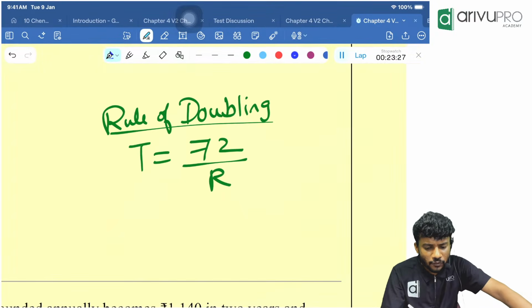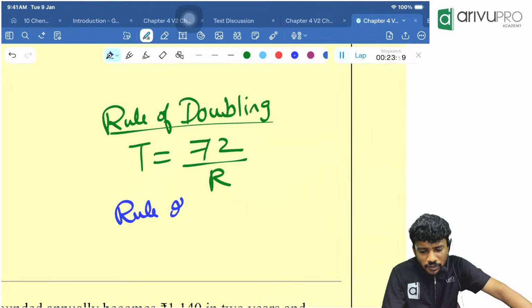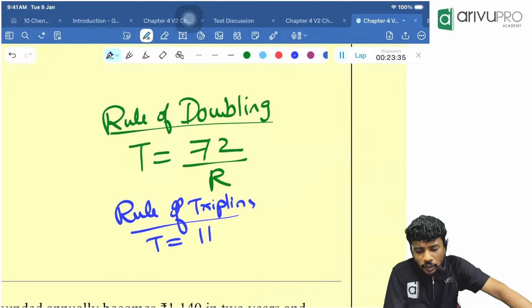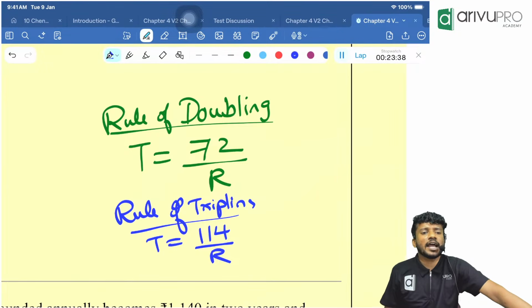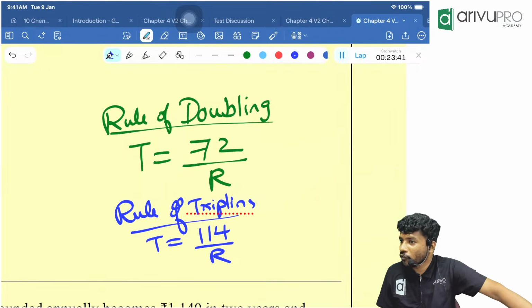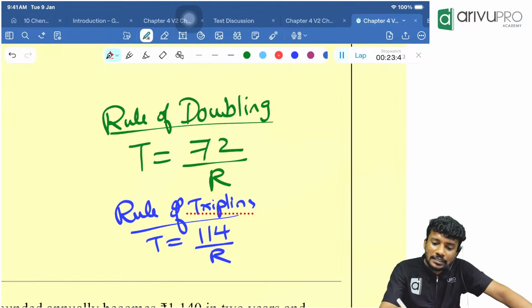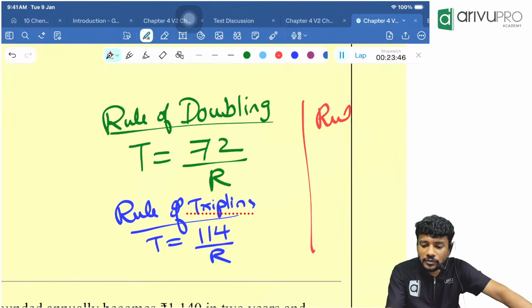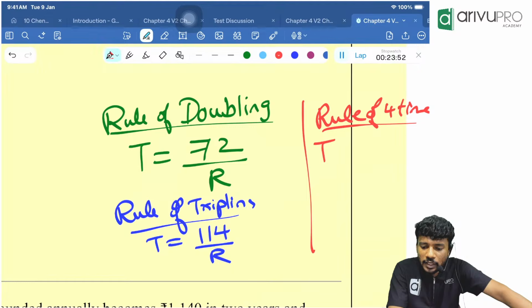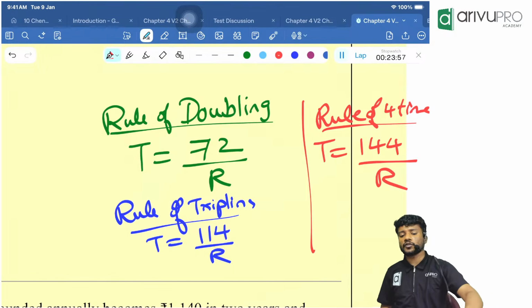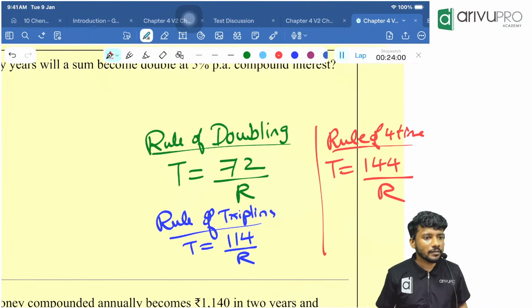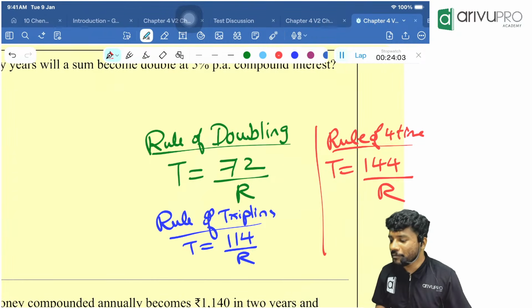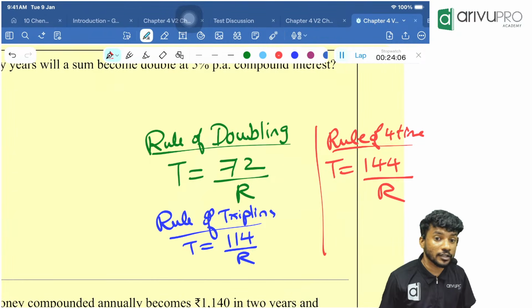Then similarly, if rule of doubling is there, rule of tripling should also be there. Rule of tripling is nothing but T is equal to 114 divided by R. The constant value is 114. And the last one, rule of 4 times, is given to be double of 72. Time is equal to 144 divided by R. That's how you will find when the money will double, when it will triple, or when it will become 4 times of itself.